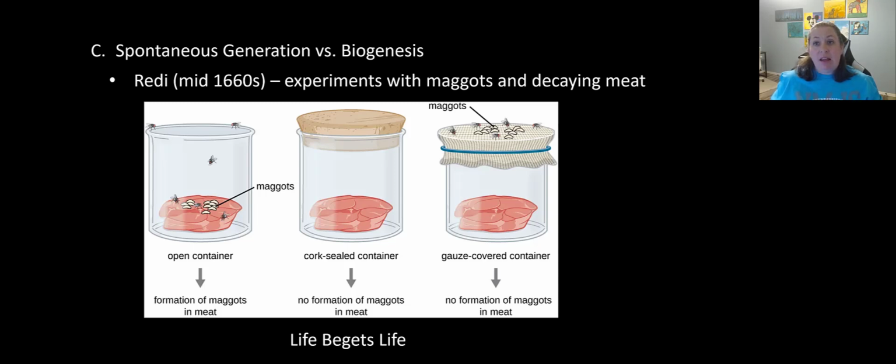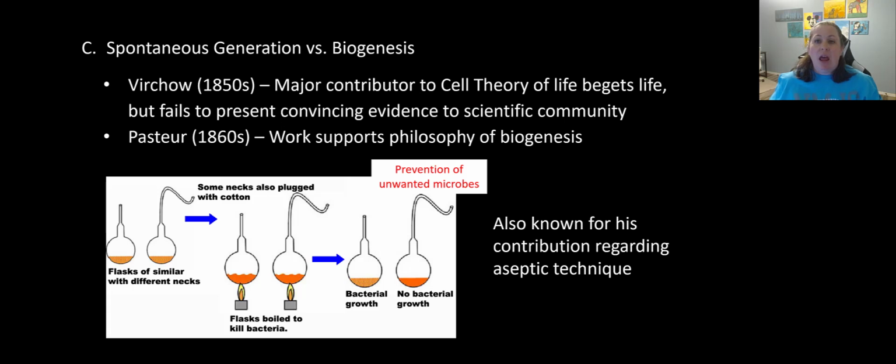Another type of study to help support this spontaneous generation versus biogenesis is done by Virchow and Pasteur. So let's talk about them next, because they're in the 1800s. So we're skipping over a couple hundred years and we're going to Virchow in the 1850s. He was a major contributor to the cell theory of life begets life, but he failed to present convincing evidence to the scientific community during his time. We now credit him with that finding, but back then they didn't really believe him when they looked at his work.